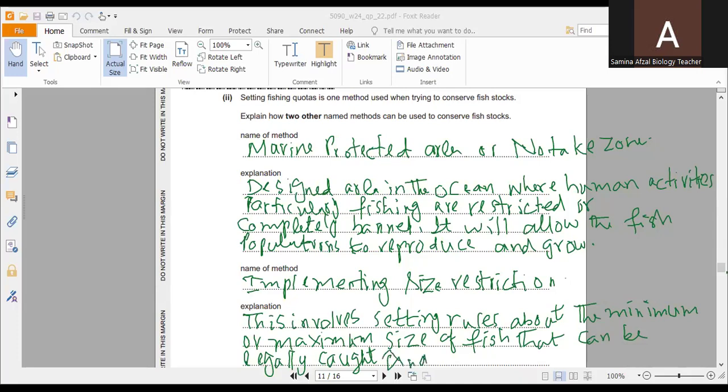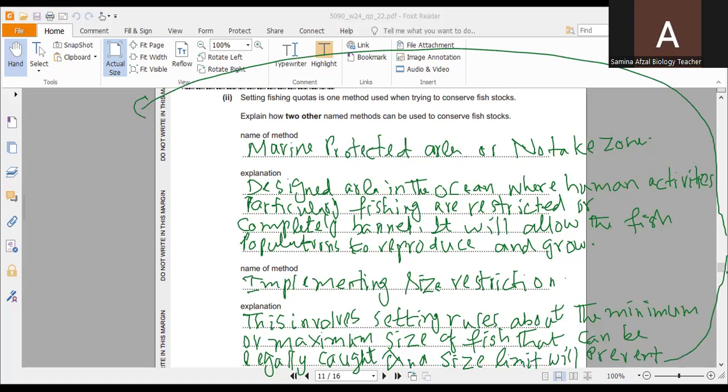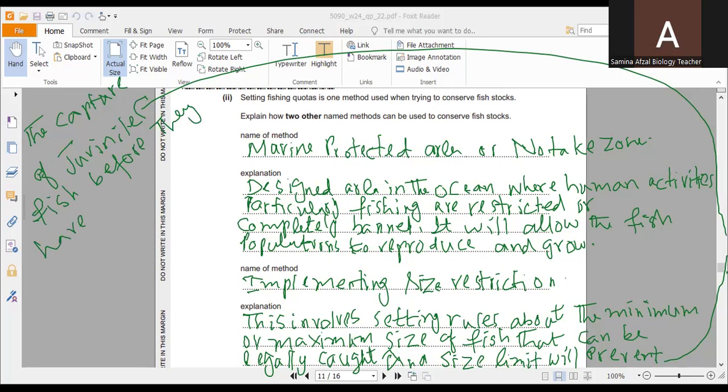And the size limit will prevent the capture of juvenile fish before they have had a chance to mature and reproduce.